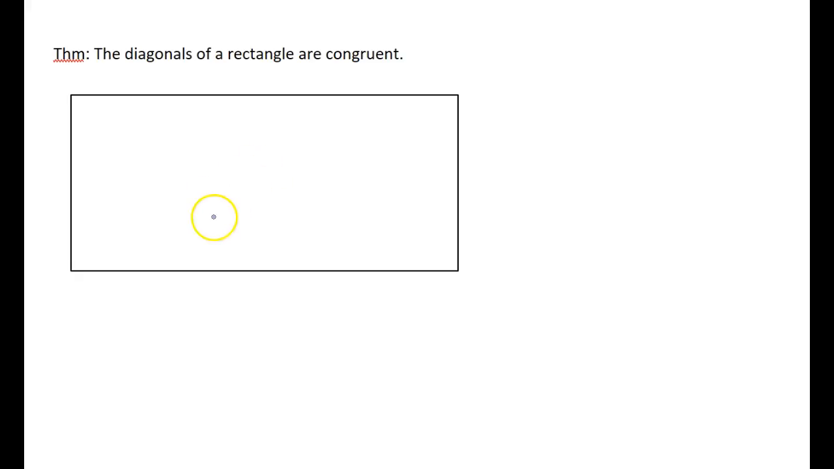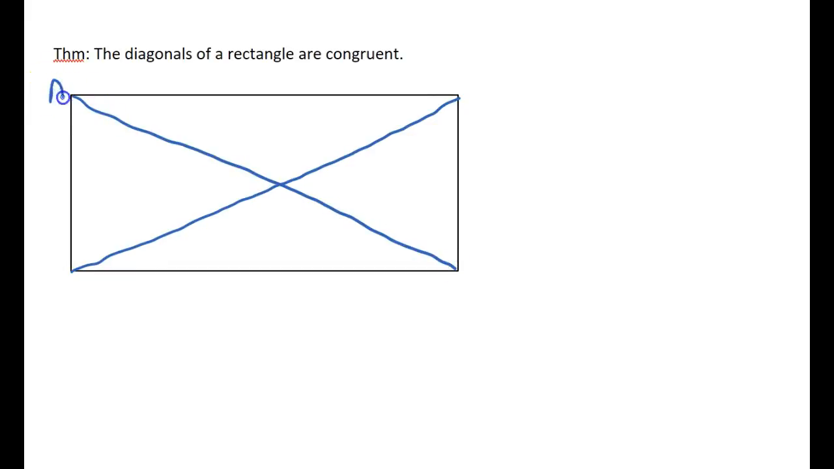Okay, so here's our first theorem involving special quadrilaterals, and it says that the diagonals of a rectangle are congruent. Okay, so I've got A, B, C, D, and we want to show that AC is congruent to BD. Well, I know that this side is congruent to that side because opposite sides of a parallelogram are congruent. This side's congruent to that one, and this angle is 90 degrees as well as this angle.